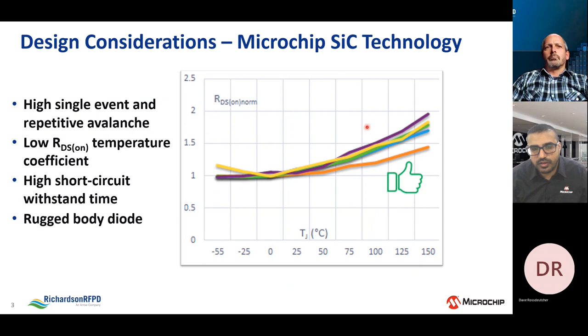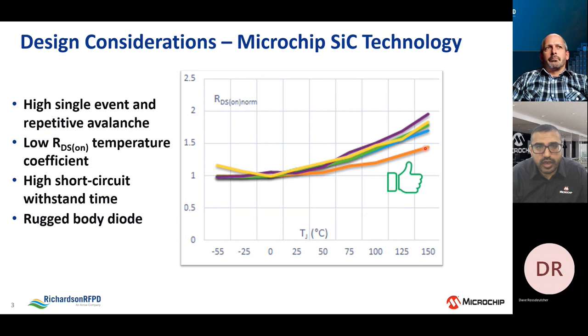coefficient. It is positive, so you can put devices in parallel to achieve the current rating, but it also is a low temperature coefficient, so RDS(on) will not increase as much over temperature as our competitors. And you see this in the graph shown here, in orange is the Microchip devices. Our 1200 volt family, you're going to have about 45 to 50% increase over temperature, whereas our competitors will be higher than that.